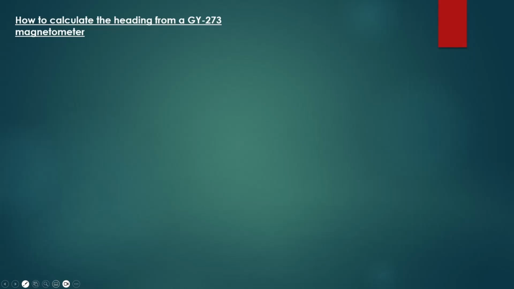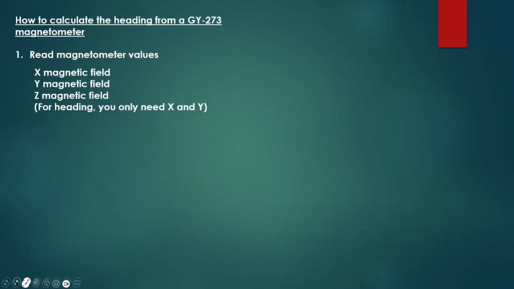So we need to figure out how we're going to go about calculating the heading using the GY273 magnetometer. These are basically the steps. First, we need to read the magnetometer values, the X, Y, and Z. Now, we have to read all the data, even though we're only going to use the X and Y to calculate heading.